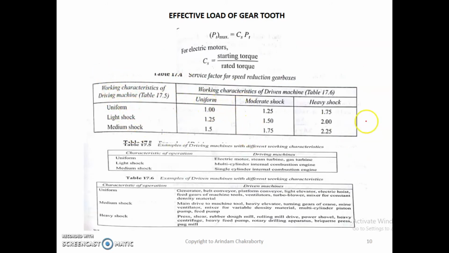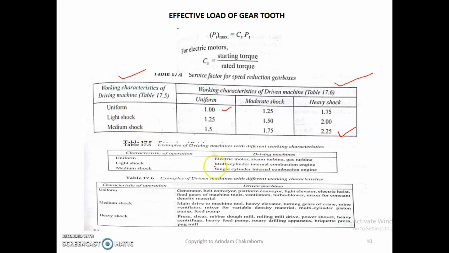This is the driven gear, and this is the driving mechanism. If they are doing a lower form of work, that is, the work done by both the driving and driven end is very normal, then we can take 1. If it is very maximum, we can take 2.25.